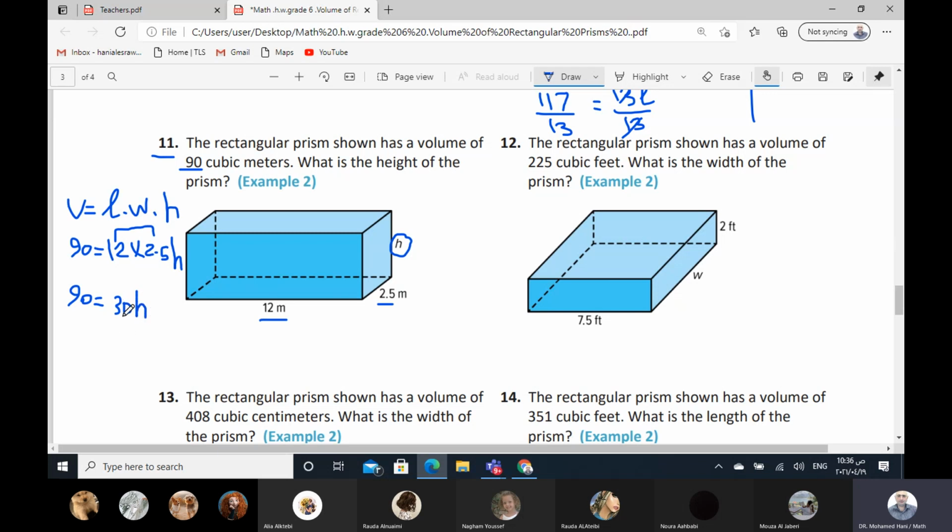To solve this equation, take the coefficient and divide the two sides by 30. Divide here by 30 and divide here by 30. 30h divided by 30 will be h, and here 90 divided by 30 will be 3. Who can tell me what is the unit here? Meters. Thank you, meter.